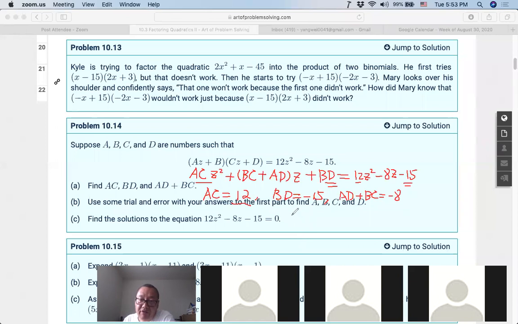We can try 12. This one is a little bit harder, right? Because this has a lot of combinations. So first, let's try 2 and 6, right? 2 times 6 gives us 12. Then B times D equals negative 15.